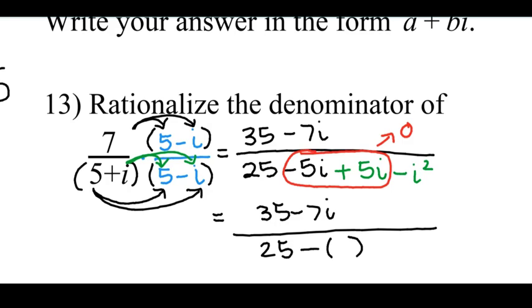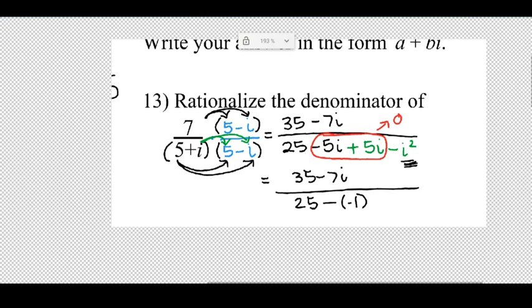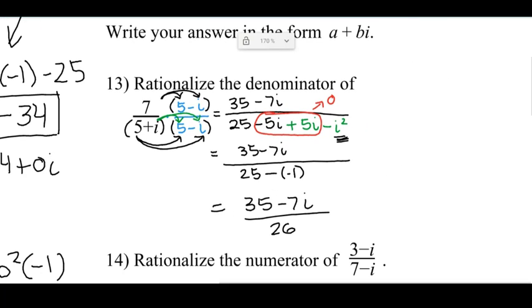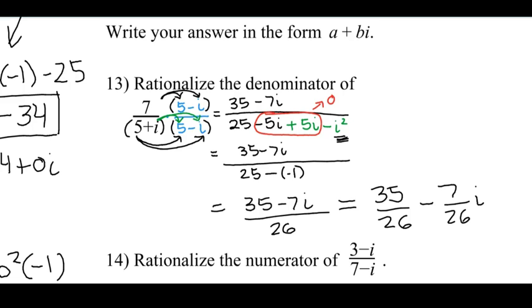So on bottom, we have 25 minus i squared. But also remember, anytime you see an i squared, it's always negative 1. So replace that. And so what we have is 35 minus 7i on top. On bottom, we have 25 plus, that becomes a plus 1, so 26 on bottom. And now we do not want to leave our answer like this, even though this is the correct answer. What we have to do is separate this. So you want the real parts to be separate from the imaginary. So this is 35 over 26 minus 7 over 26i. And this would be the official final answer for this one.